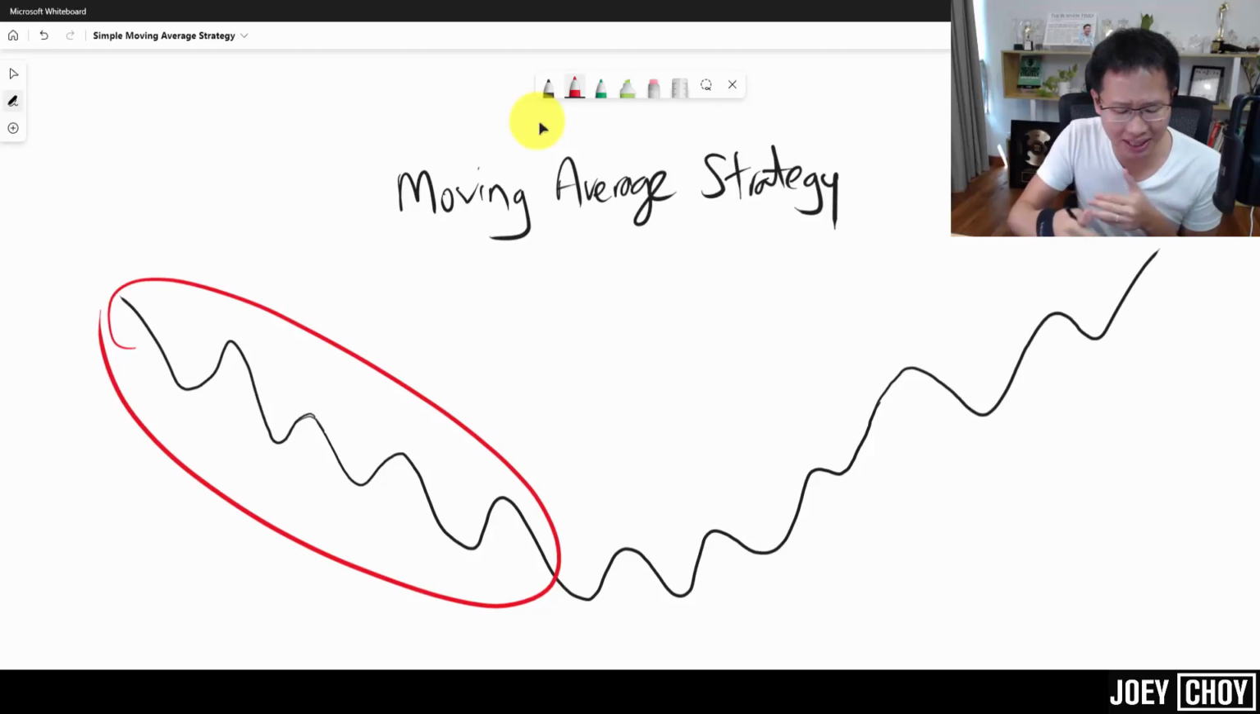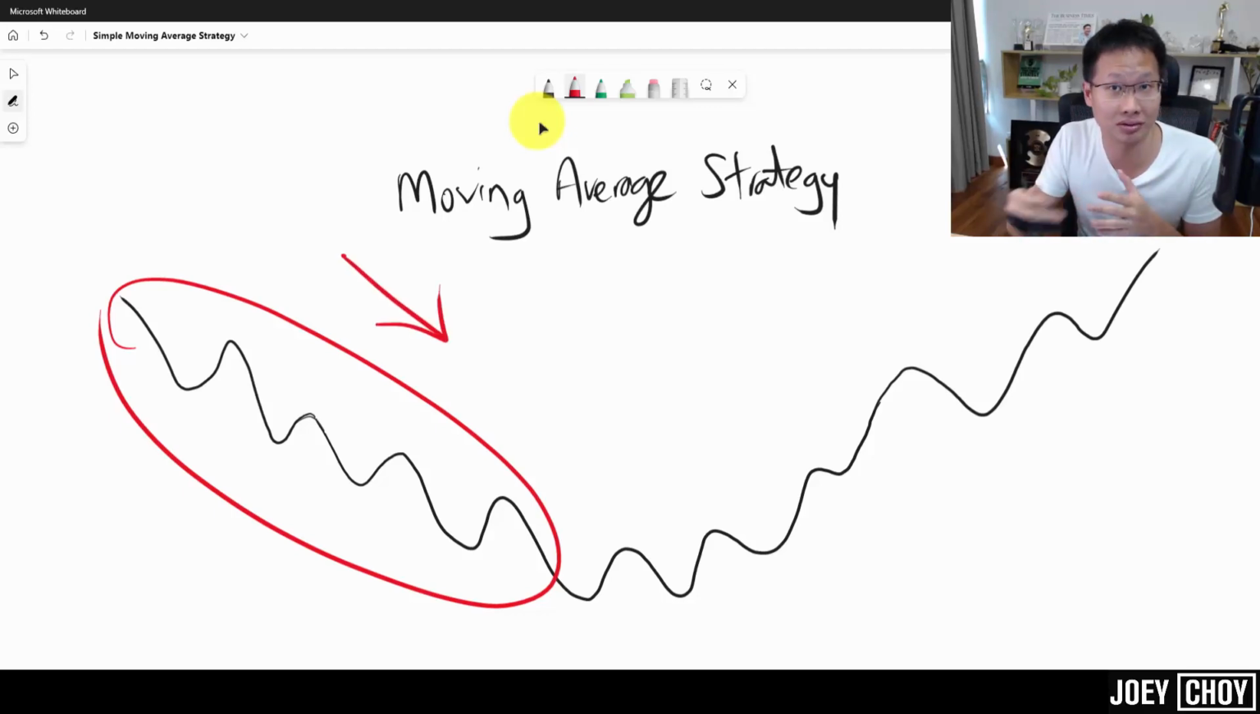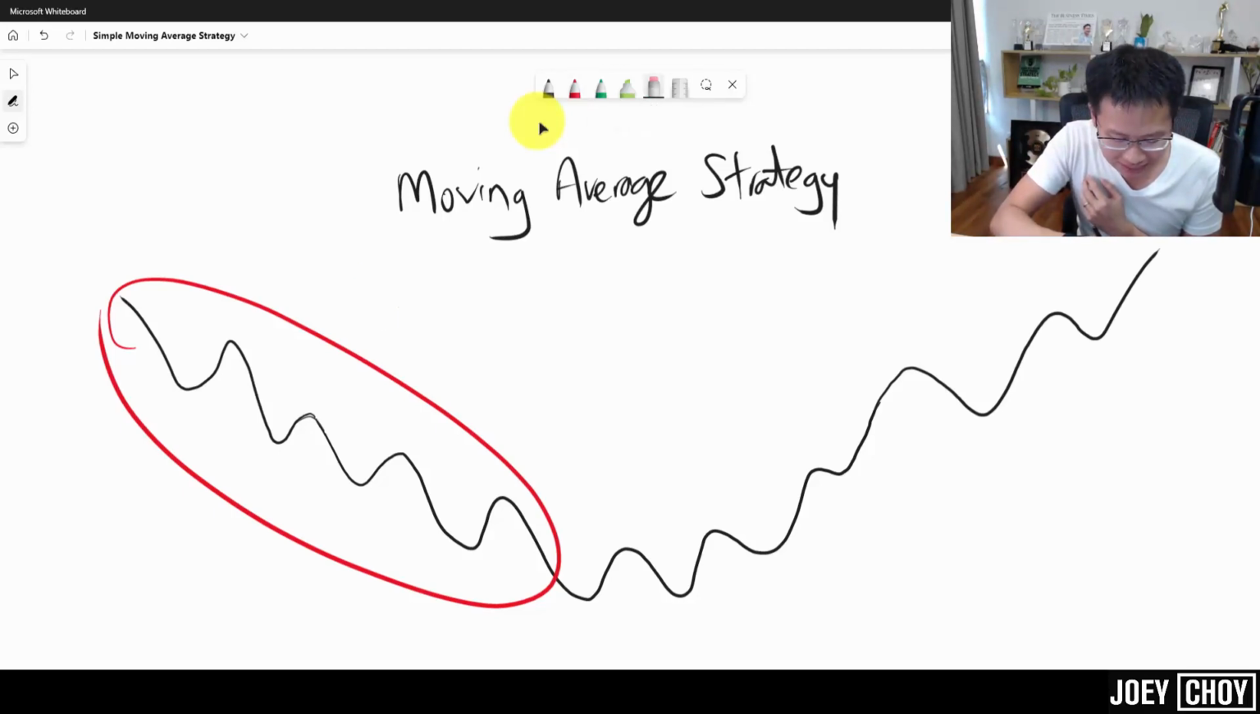So in this case, in a downtrend, you can potentially think about taking short positions. You can use a CFD, contract for difference, to take shorts to ride the downtrend and profit from the downside. Does it make sense? All right. So that is pretty much for the downtrend.